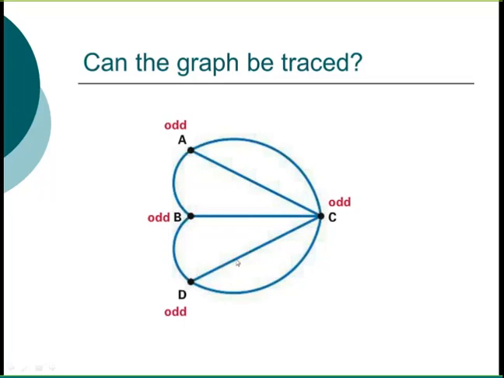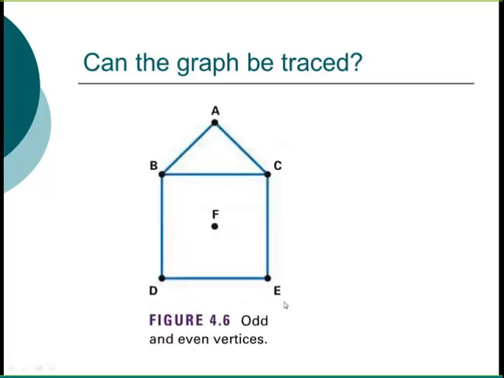There is no way for that bridge to be crossed and traced in a way that you don't have to recross at least one bridge, because again, it has to be 0 or 2 odd vertices. And here we have 4, so it's not possible.